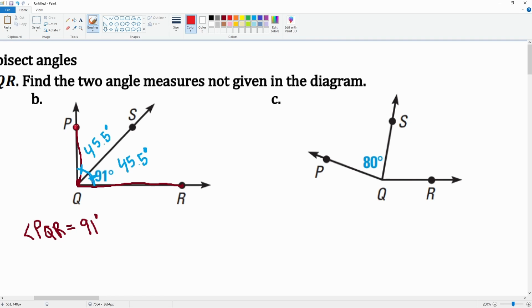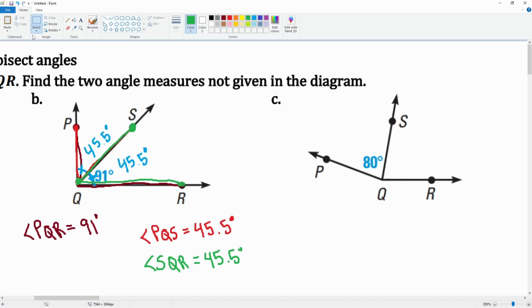So this angle PQS is equal to 45.5 degrees. Also, this angle measurement of SQR is equal to also 45.5 degrees. These are the two missing angle measurements that the question was looking for.